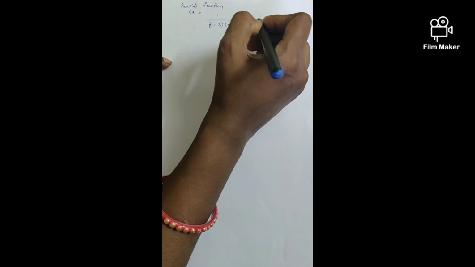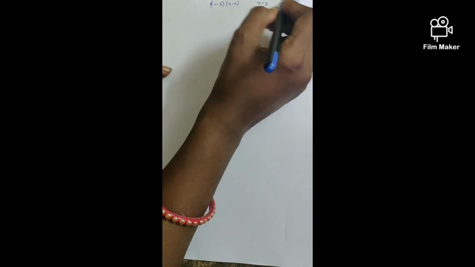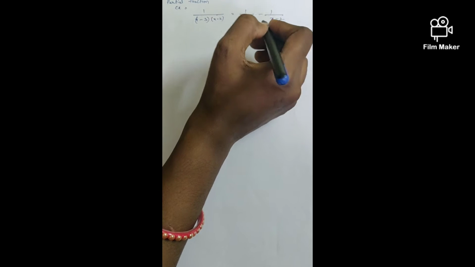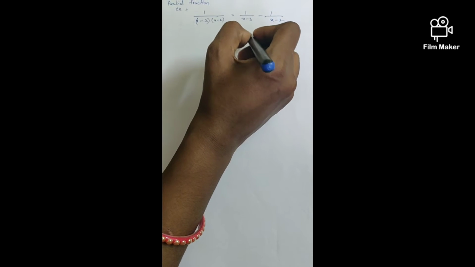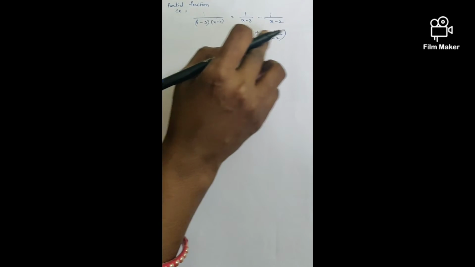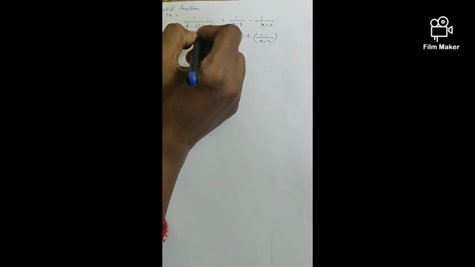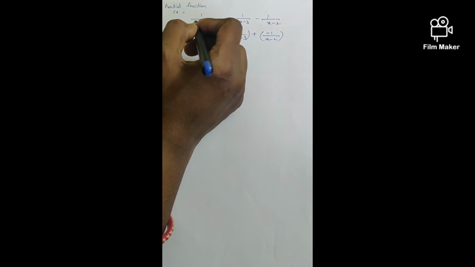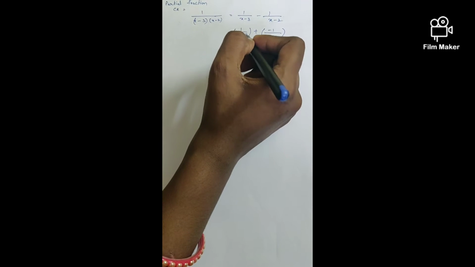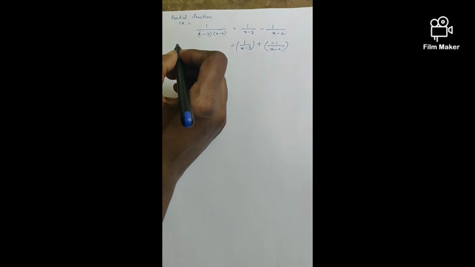We can say that it can be converted as 1 by x minus 3 minus 1 by x minus 2. This rational fraction is converted into a sum of two rational fractions, like 1 by x minus 3 plus minus 1 by x minus 2. Then we say that the partial fraction of this rational fraction, that is 1 by x minus 3 into x minus 2, is 1 by x minus 3 plus minus 1 by x minus 2. Okay.